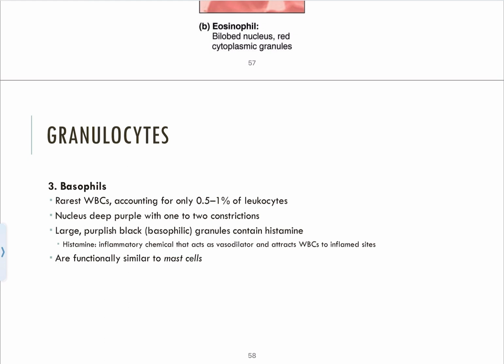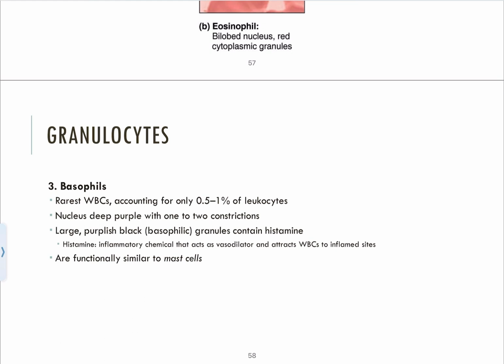Their cytoplasm contains really, really large, coarse looking, so not smooth, granules. And these granules are going to contain histamine. Histamine is an inflammatory chemical, and it can act as a vasodilator, meaning that it's going to cause our blood vessels to dilate. Histamine is also going to attract other white blood cells to the area where the inflammation is going on. So if you've ever taken an antihistamine, basically you're countering the effect of histamine as an inflammatory chemical.